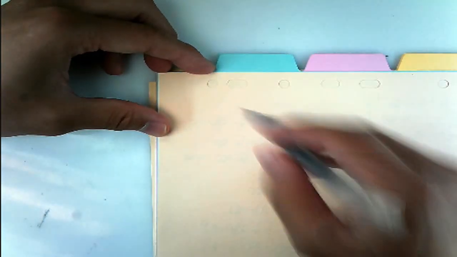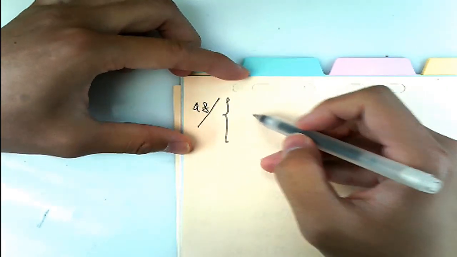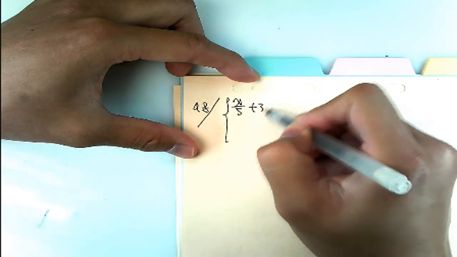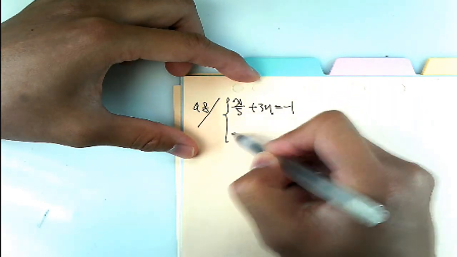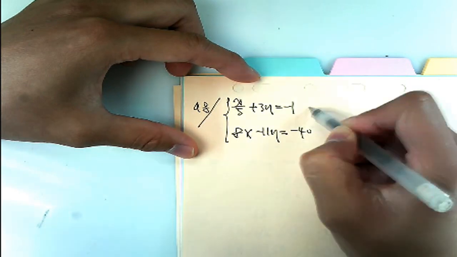I will do 2 more. So we go to number A. Normally you have to copy, okay? So give names.